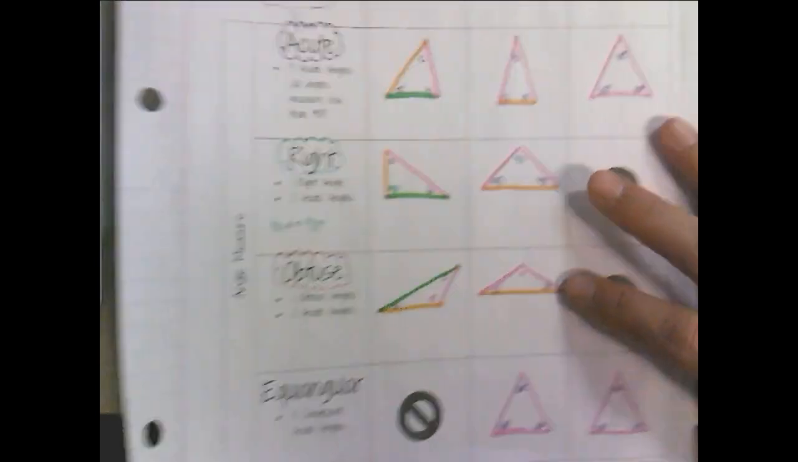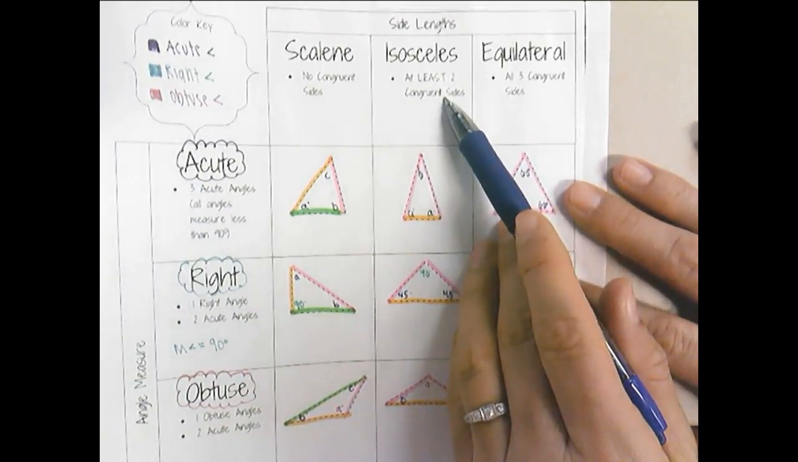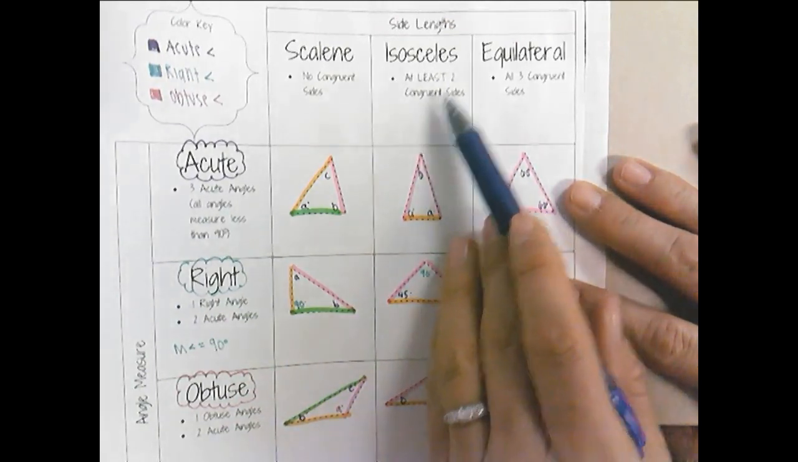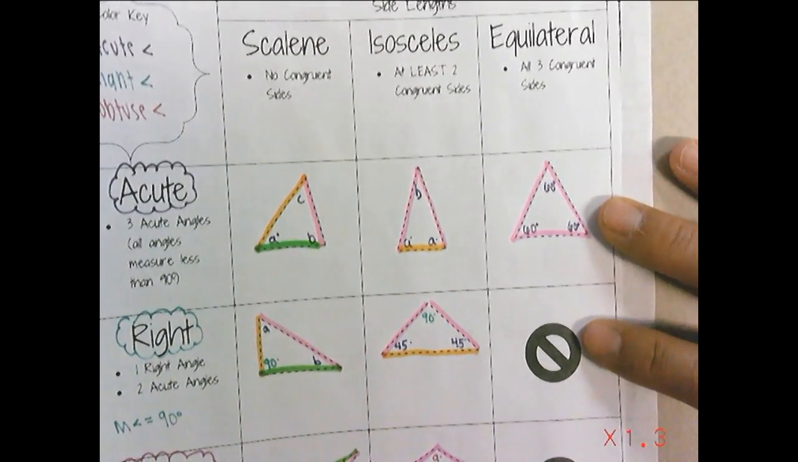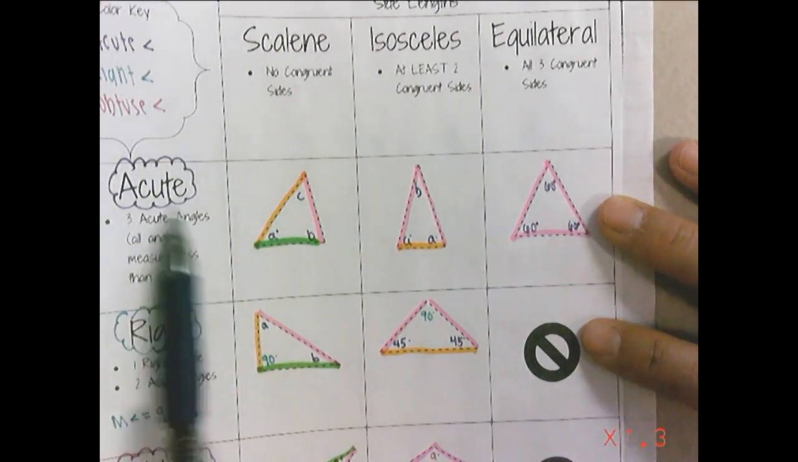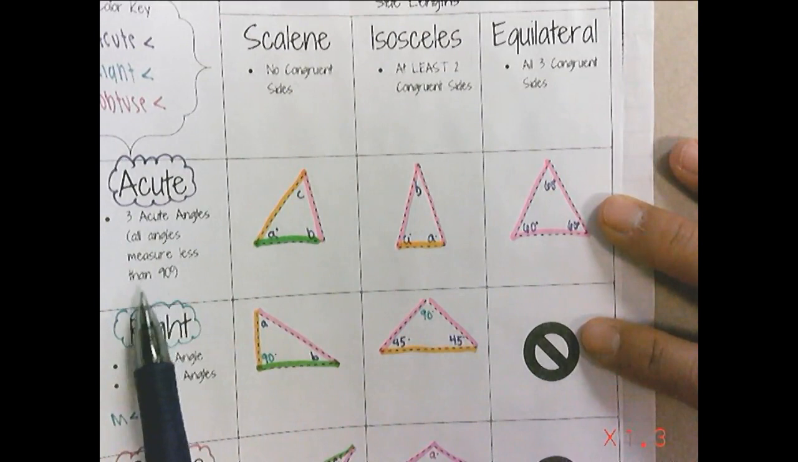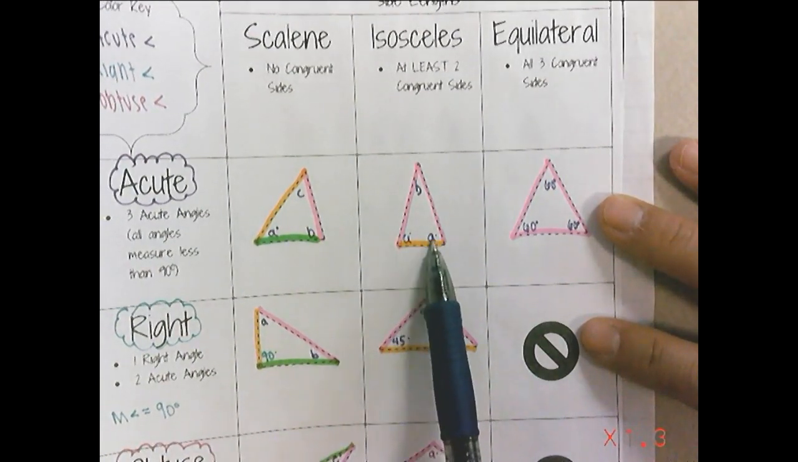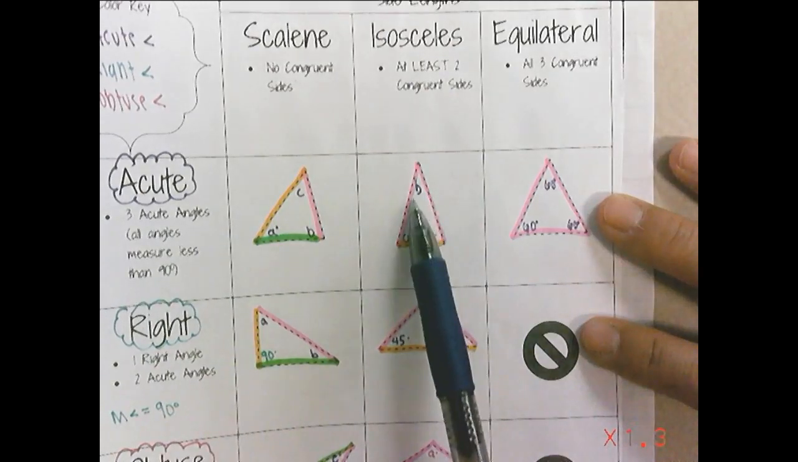And then isosceles, right here at the top. You have at least two, that's a 2 there, it's kind of hard to see, at least two congruent sides. So isosceles, we can have an isosceles acute. Again, all angles are less than 90, so angle A and angle A. Remember the base angles of an isosceles are congruent, and right at the top will be angle B.